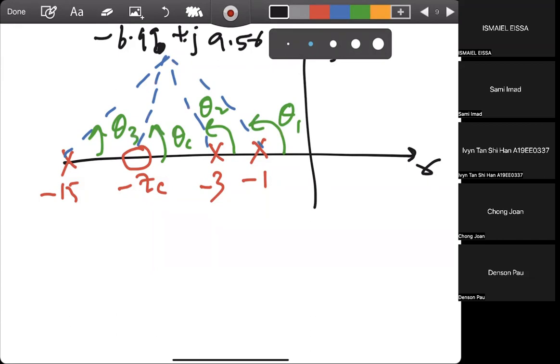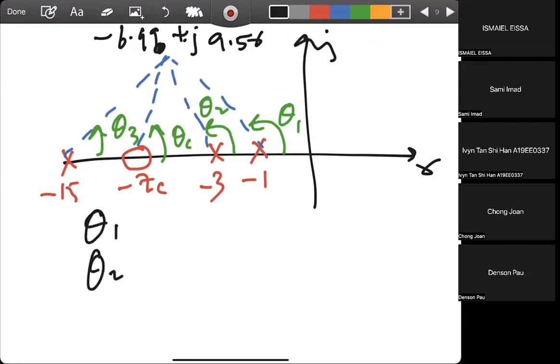Ivan, can you give me theta 1, please? Ivan Tan? Yes, doctor. Yeah, theta 1, please. Chong Juan, theta 2. Danson Pao, theta 3.